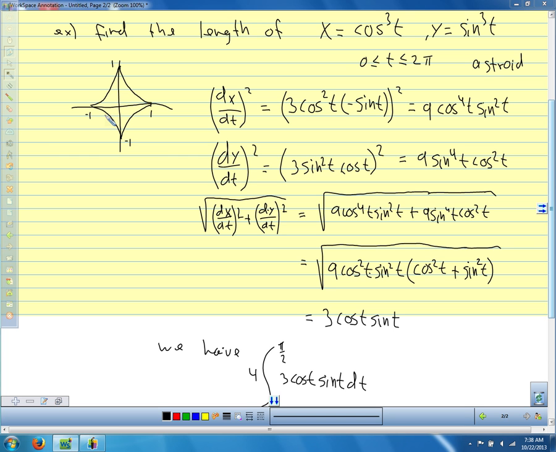Okay. So let's talk about surface areas of revolution.